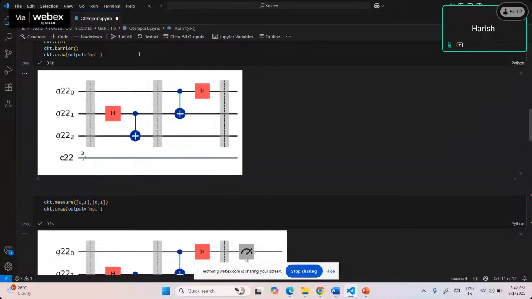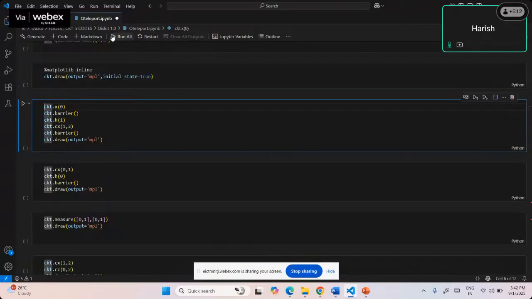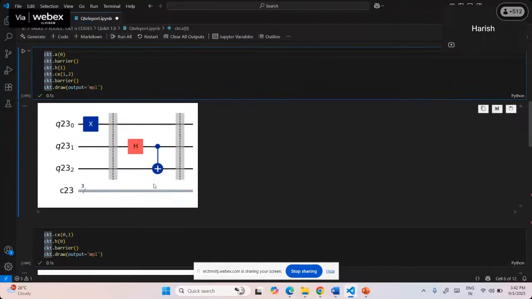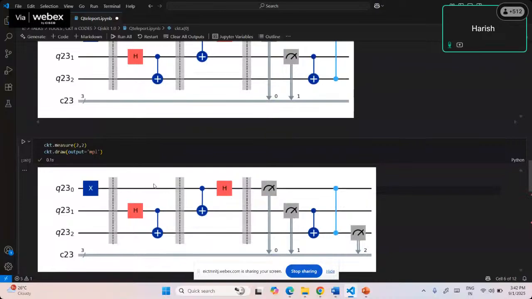Suppose we initialize the qubit with 1. So what will this instruction do? Circuit.x(0) will make the first qubit 1, because initially the qubit is 0, so we are applying the X gate on it and it becomes 1. Now what we are expecting is that the 1 we want to teleport from the first qubit reaches the third qubit. So just run it again. So we have made it 1.